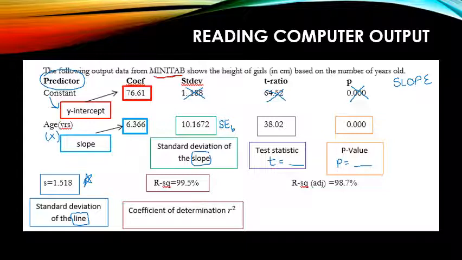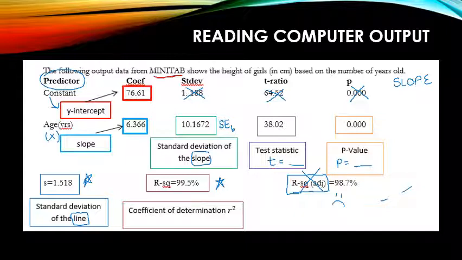Okay, so next we have our r squared. We also said that the name for it is the coefficient of determination. So that is going to be our r squared, which is 99.5%. Then over here we have r squared adjusted, which is 98.7. We're always going to use just plain old r squared. We're not going to use the r squared adjusted. So do not use the r squared adjusted.